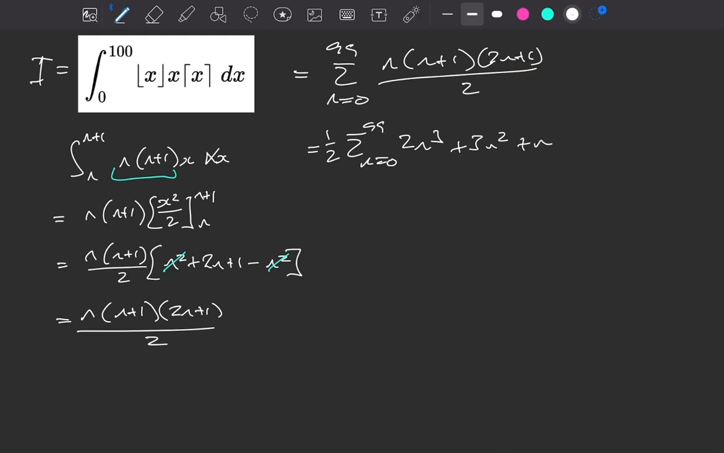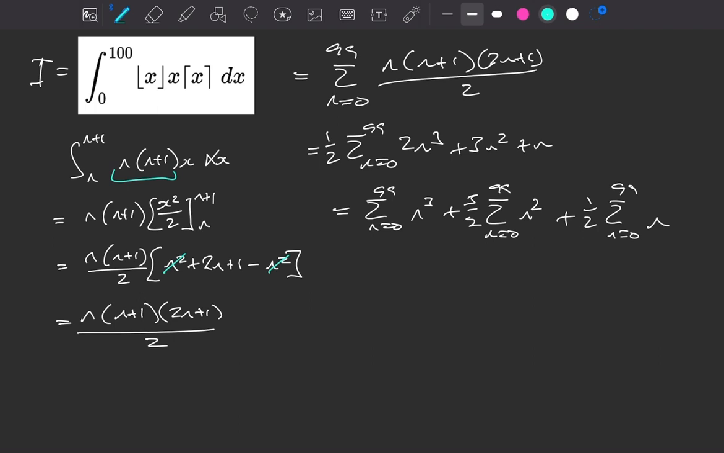Next then, we'll separate this out into lots of summations of each different power we have. So for the first one, we'll have the sum, n from 0 to 99. The half and the 2 will cancel out, so just got the sum of n cubed. Plus then, again, sum of, from n is 0 to 99, 3 on 2, lots of n squared. And lastly, a half, sum from n equals 0 to 99 of n.